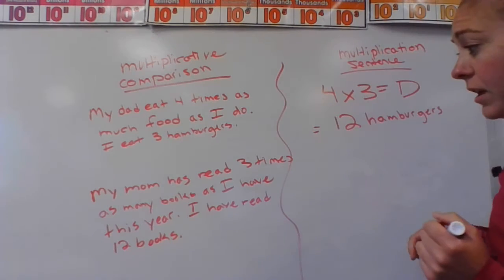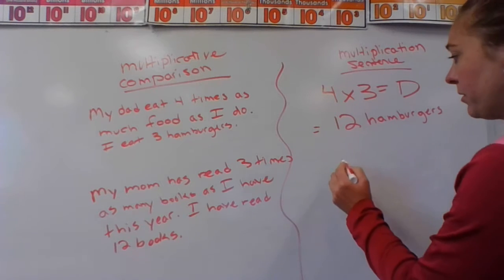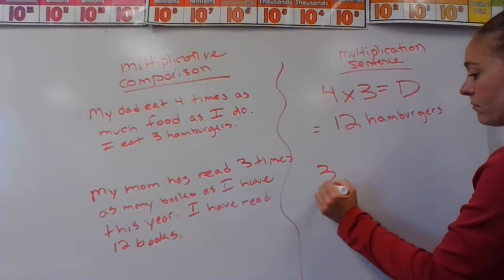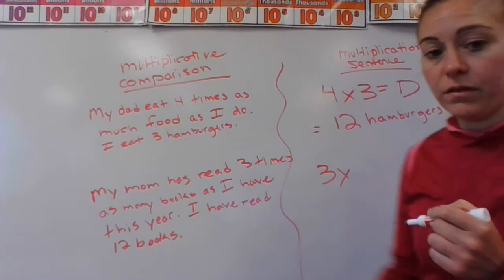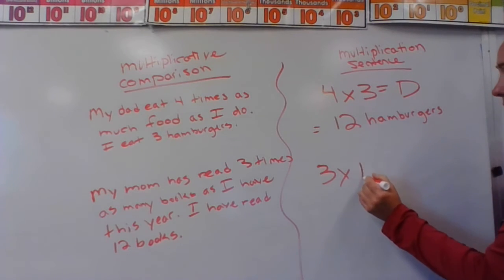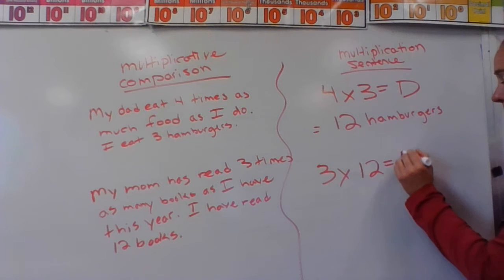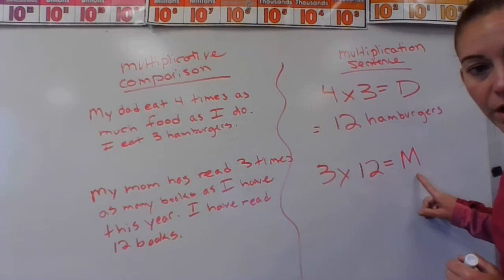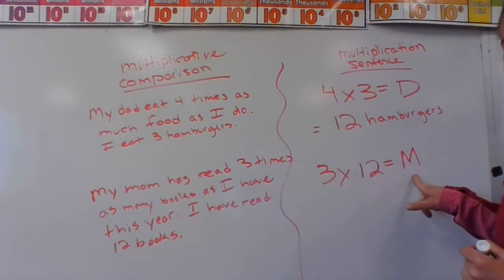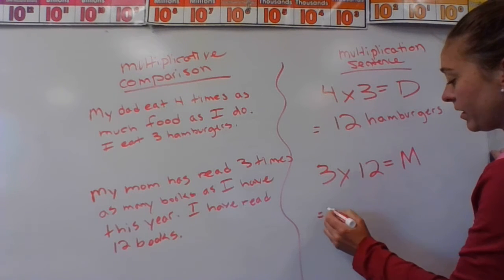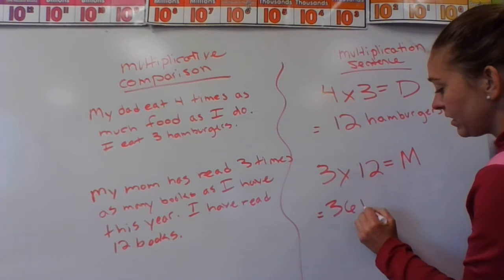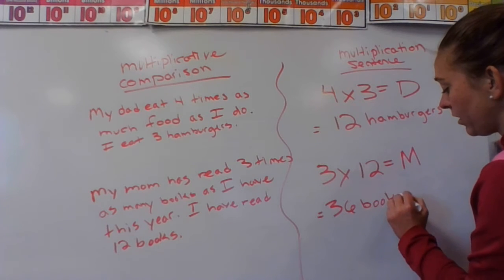Okay, so mom's read three times, so we'll put three times. And I've read 12, so three times what I've read, which is 12, equals what mom has read. I'll put a variable M here for mom. If we do the math, 12 times 3 is 36, which means mom has read 36 books so far this year.